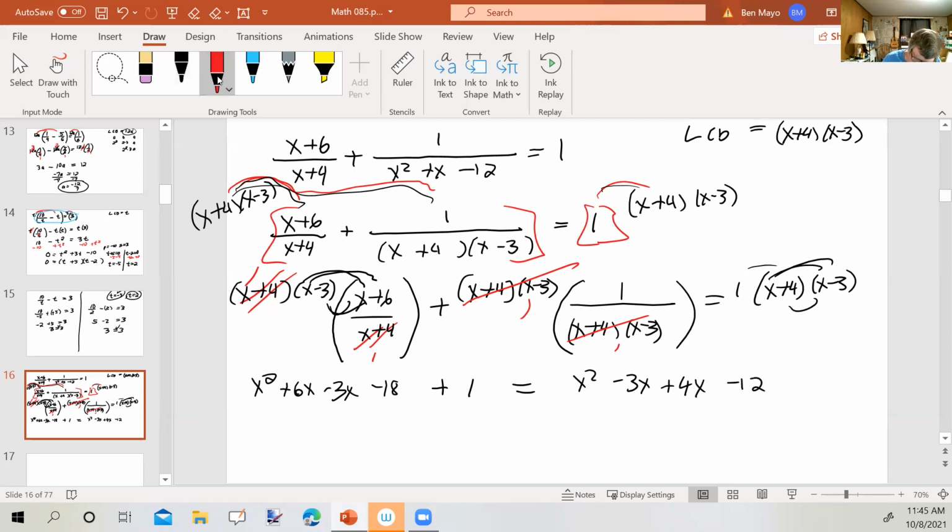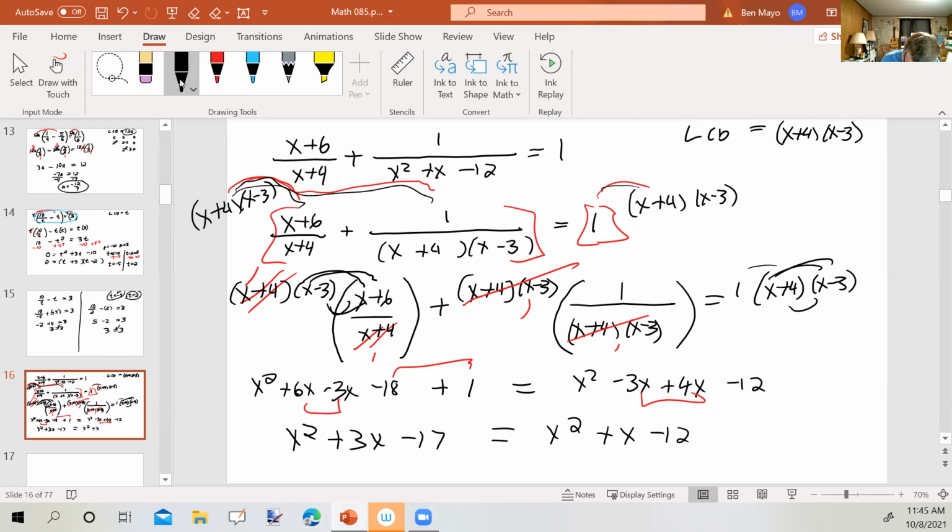So now I'm going to go back and combine like terms and simplify. So I get what? x squared plus 3x minus 17 equals x squared plus x minus 12.